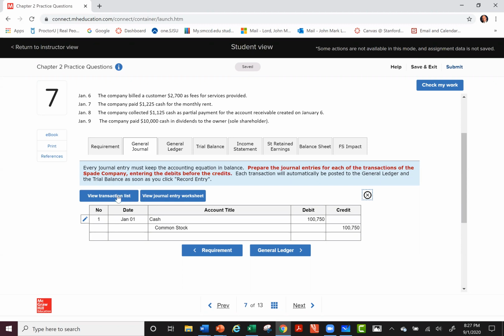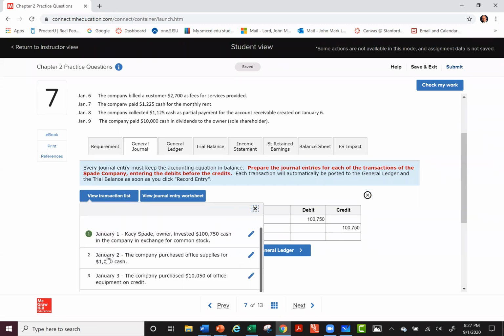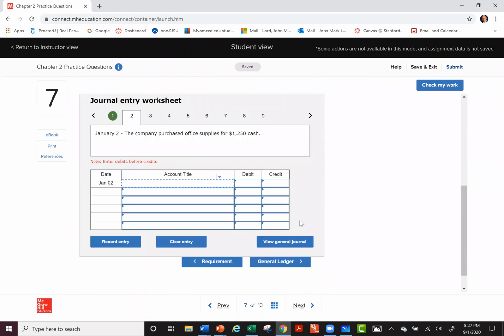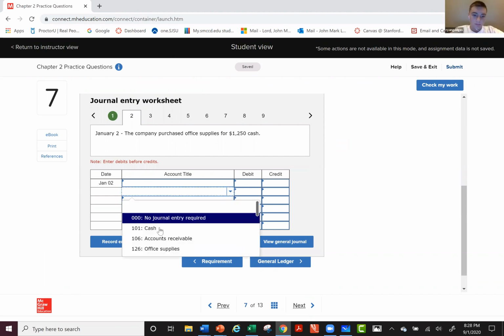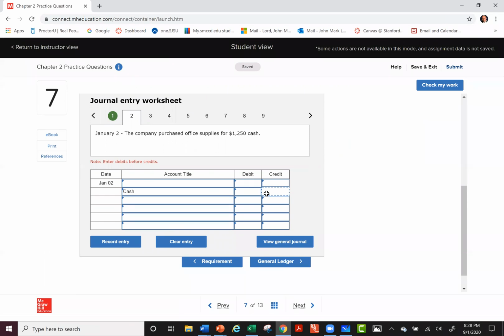View, what do I want? View transaction list. Is that what I want? Okay, good. Number 2, the company purchased office supplies for $1,250. If I purchase office supplies for $1,250 cash, what should I credit? Cash. Good. Guys, you don't have to put the debit before the credit. Sometimes I have students who are killing themselves trying to figure out the answer because they can't remember the debit. Meanwhile, the credit is to cash. Free your mind, and the rest will follow.